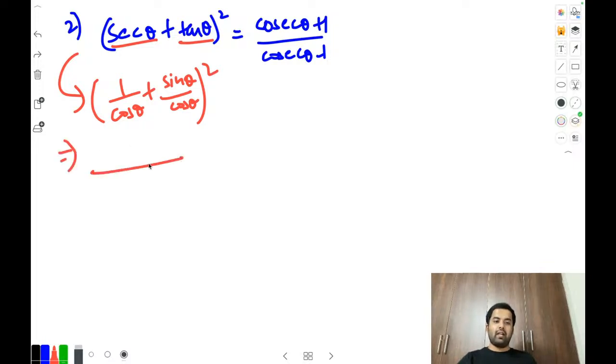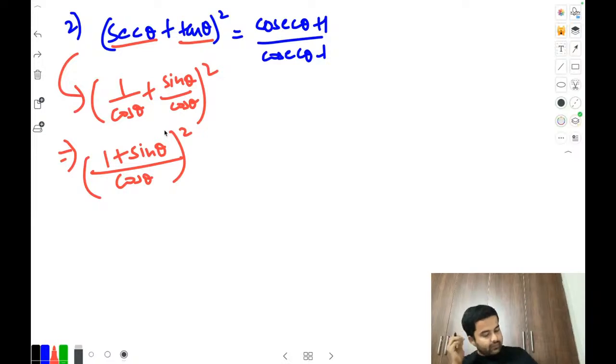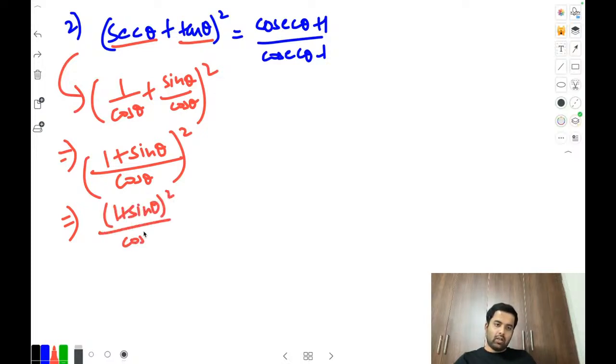Now next step, we can take cos theta common. Up will come what? 1 plus sine theta whole square. Okay. Till here it is okay. Next step, we can do what? We can do the square of the up and down. So 1 plus sine square whole square. Below will come what? Cos square. Okay, till here is also okay.